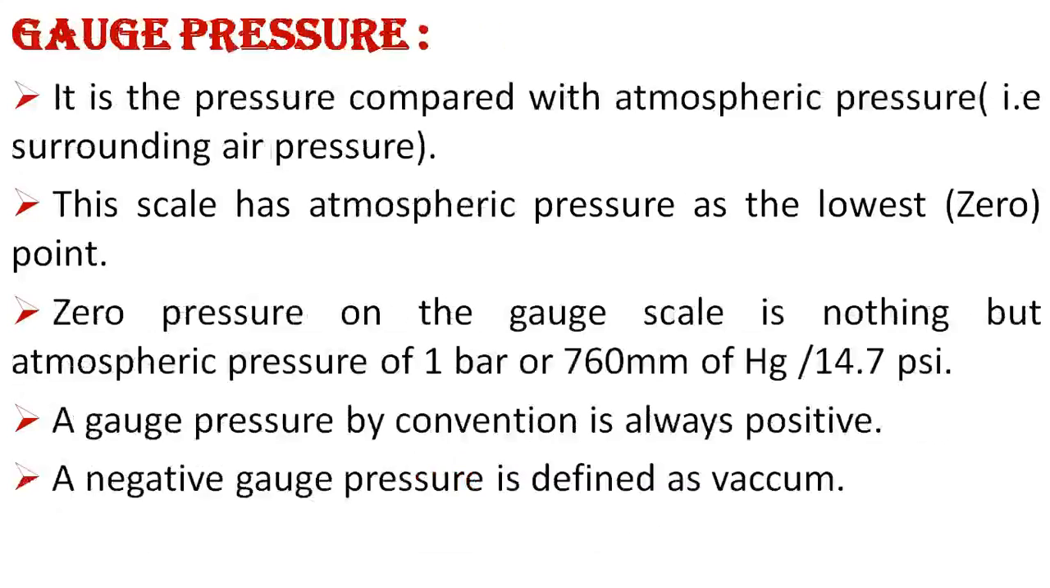Now next one is gauge pressure. It is the pressure compared with the atmospheric pressure, that is, the surrounding air pressure. That scale has atmospheric pressure as the lowest zero point. The zero pressure on the gauge scale is nothing but atmospheric pressure of 1 bar or 760 mm of Hg, 14.7 psi.